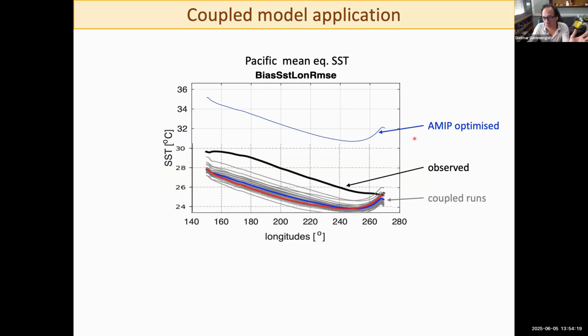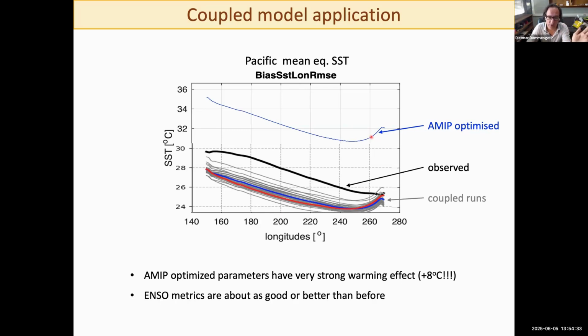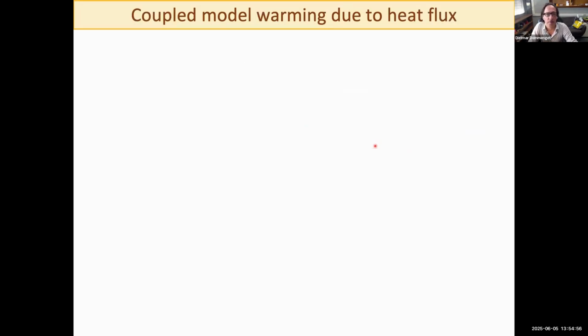And this is what happens if you use the optimized parameters from the AMAP run. You suddenly warm up your model by 8 degrees, and that's basically global. So it has a huge impact, but surprisingly, even though we completely boil the global climate and make it much, much warmer, the ENSO metrics are actually a little bit better in the coupled model as well. Not much, a very tiny little bit. But at the same time, obviously there's something happening that you don't want. And we are, of course, not surprised by this. This was kind of an expectation that something would blow up. In this case, what blows up is the heat flux.